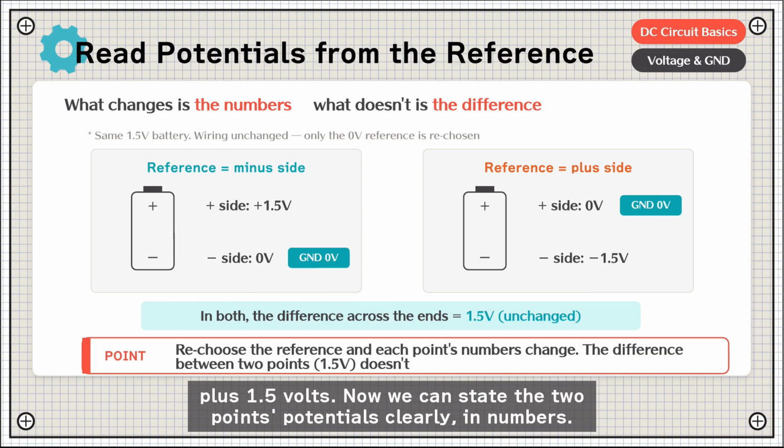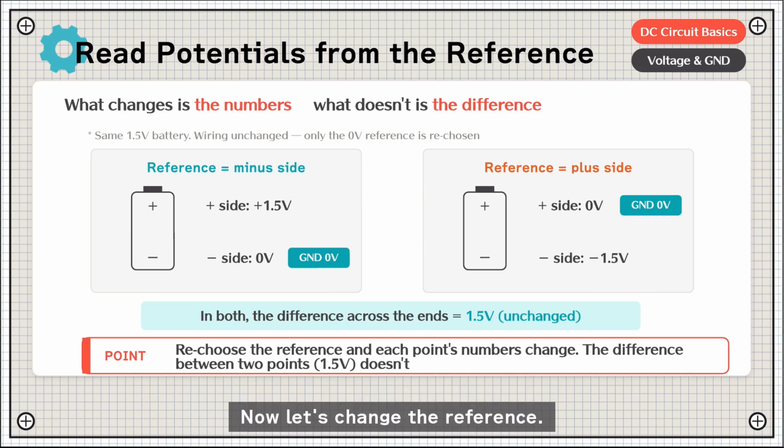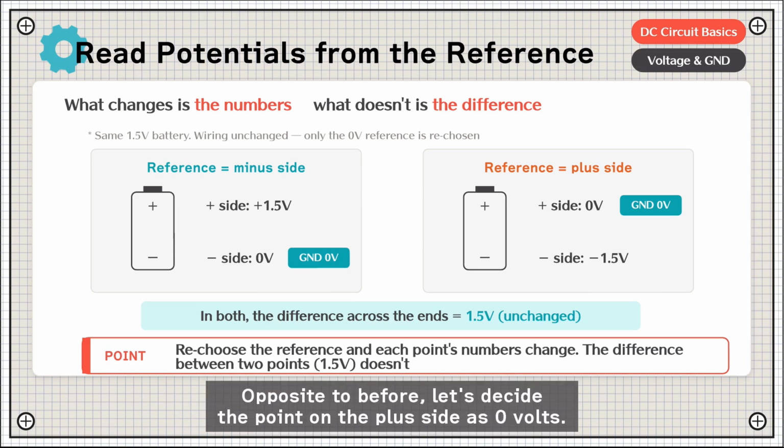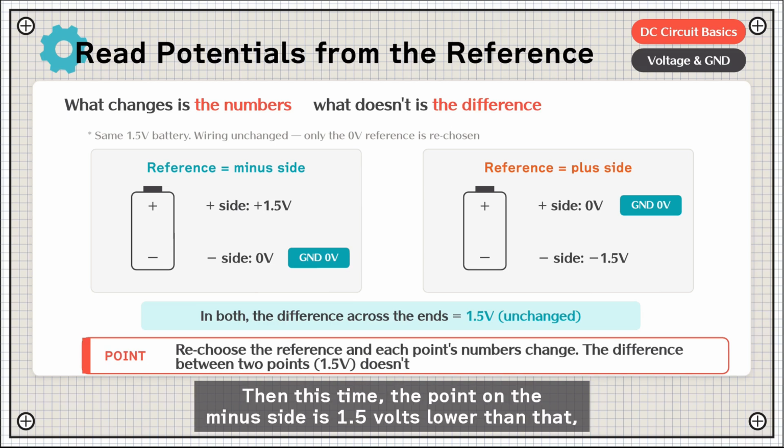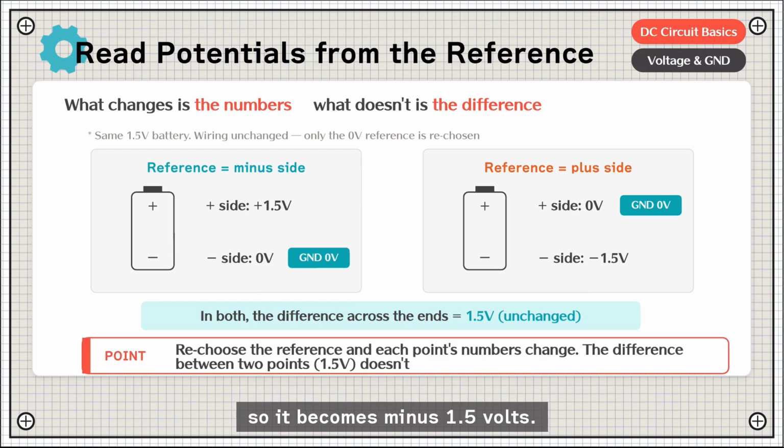Now we can state the 2 points' potentials clearly in numbers. Now let's change the reference. Opposite to before, let's decide the point on the plus side as 0 volts. Then this time the point on the minus side is 1.5 volts lower than that, so it becomes minus 1.5 volts.